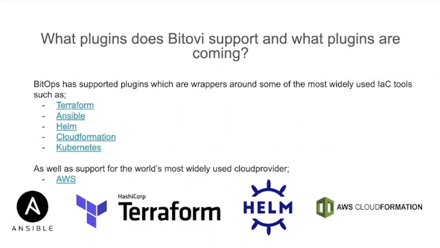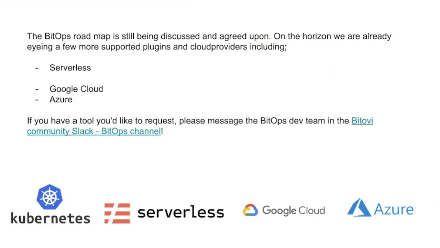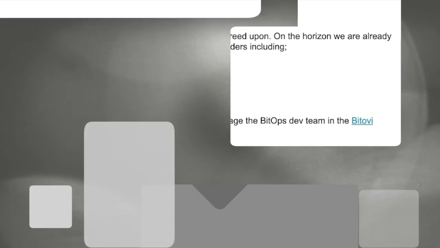Let's wrap up this overview with a look at the BitOps current state and what's coming in the near future. Today we have managed plugins for tools such as Terraform, Ansible, Helm, CloudFormation, and Kubernetes, as well as for the AWS cloud provider. Coming down the line are even more great plugins and cloud providers, such as the serverless plugin, as well as support for Azure and Google Cloud.